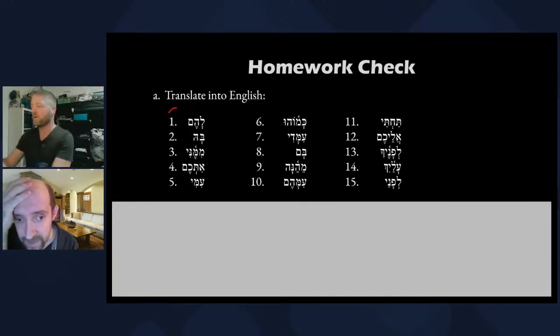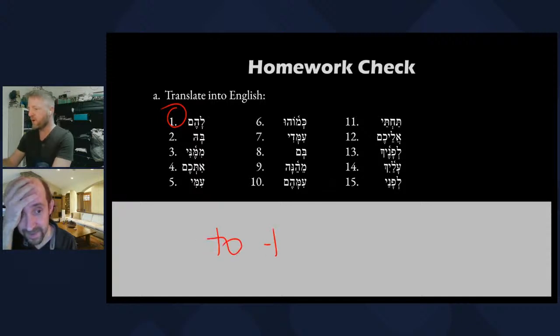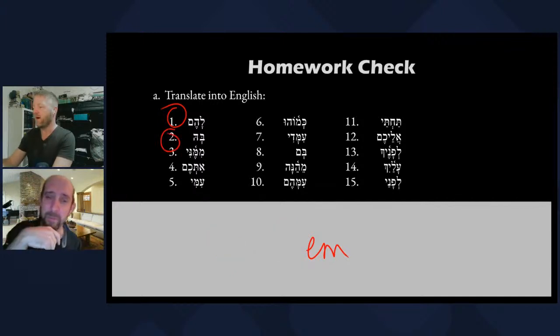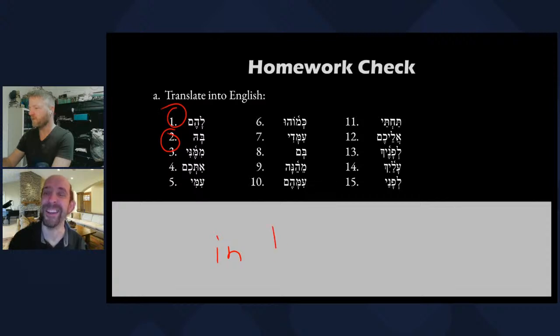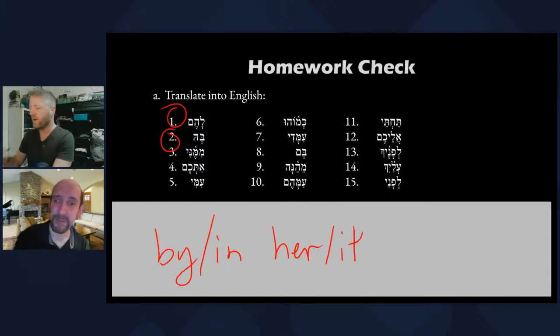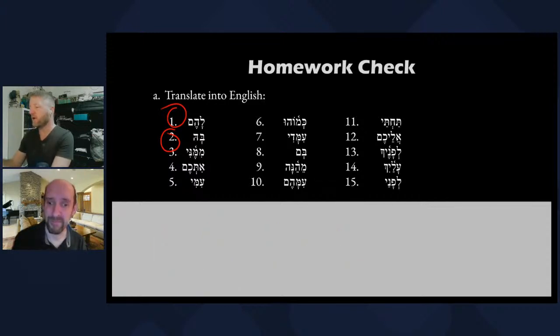So number 1 is lahem. Lahem, it's with hem. Hem is they. It's to them. Lahem, to them. Number 2, bah. In it or in her. I guess you could say in her if you want. In her or in it, or instead of in, you could say by, at. So if you're talking about the library, it is a feminine noun. You could say at the library. You could say I'm at it. I'm there. I'm in it.